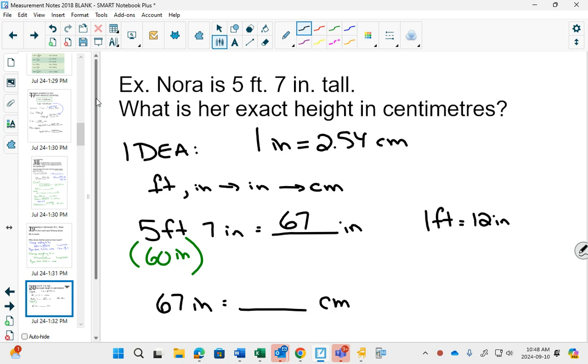Should we have more centimeters or less centimeters? More. So we're going to multiply 67 times 2.54, which is 170.18.